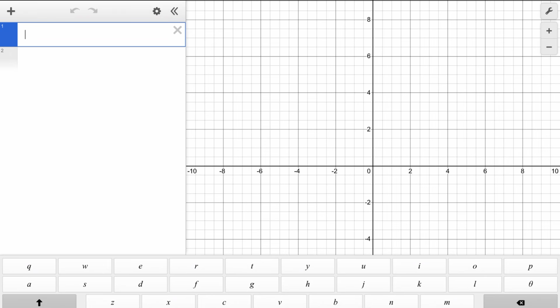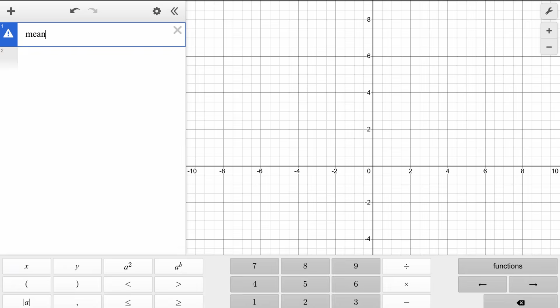Desmos is also really good with mean and median problems. This is all you must do to solve them. Type out the word and separate each value by comma like this.